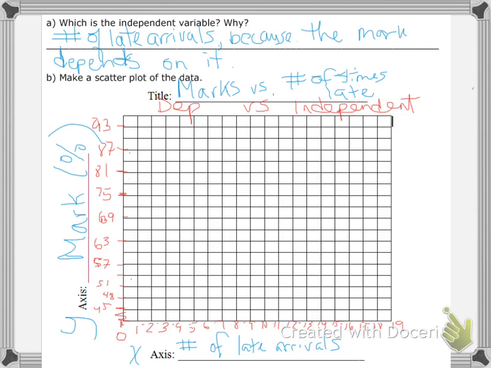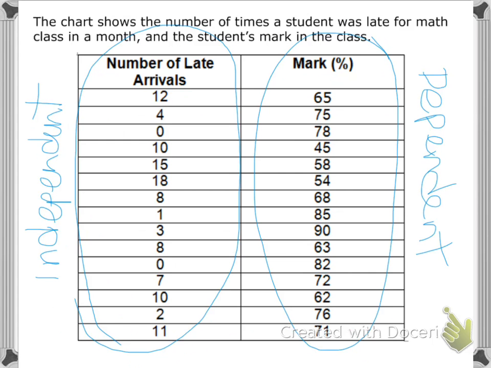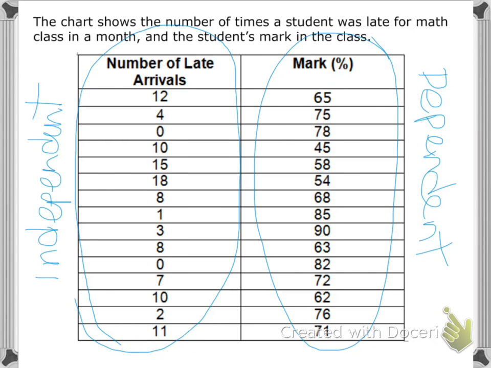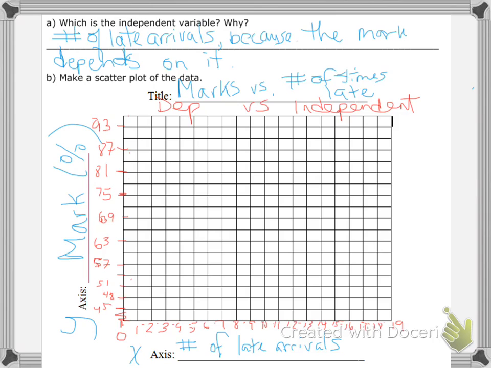When you're plotting the points, you're going to need to look at the table and match each of the values: 12, which is your x value along your independent axis, and 65, which is your y value along the vertical axis. So we're going to look for 12 and 65, because I know that right here is 66, so it's just below that. 12, 66.